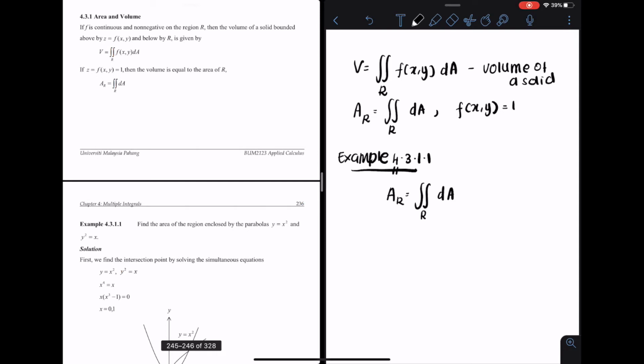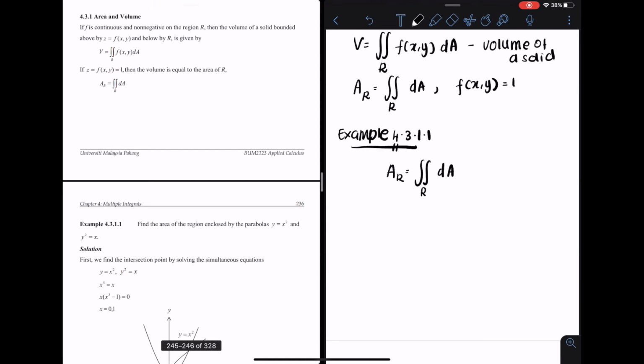So right now, what should I do? I should do something with the region R. As mentioned earlier, when it comes to double integral onwards, you have to be able to sketch the region R, because by sketching the region R, it will help you a lot to determine the limits for both variables. So in this case, let us sketch the region R based on the description given in the question.